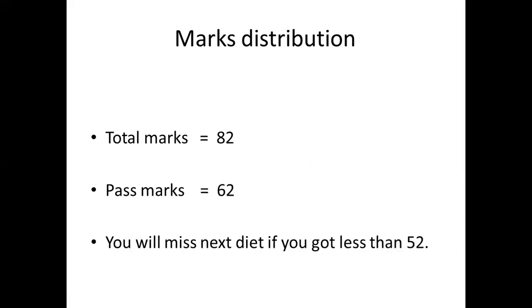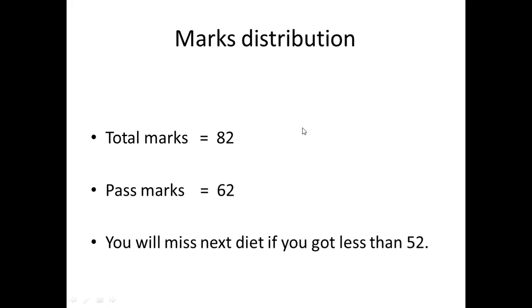I'm talking about the latest one. Previously it was 120 marks, and out of that you had to score 100, but now it is different. So the marks distribution is that you have a total of 82 marks, and out of these 82 you just have to score 62.